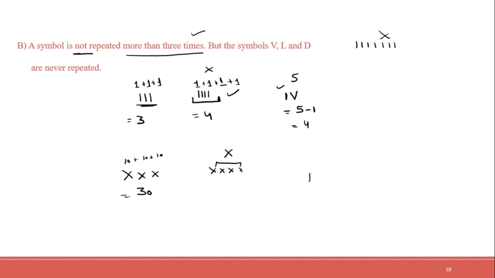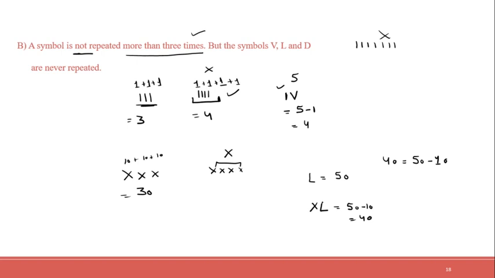L is for 50. And if I subtract 10 from it, then it will become 40. 40 is equal to 50 minus 10. So if I want to write 40, I'll write 50 and then a 10 on its left. That means 50 minus 10 is equal to 40.